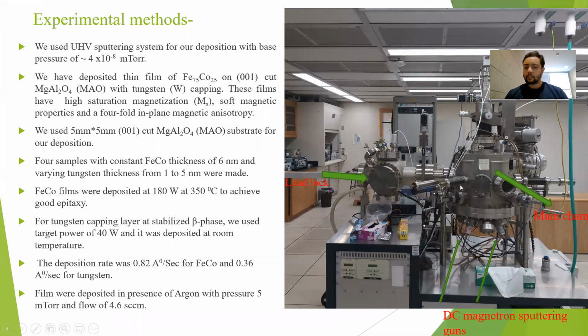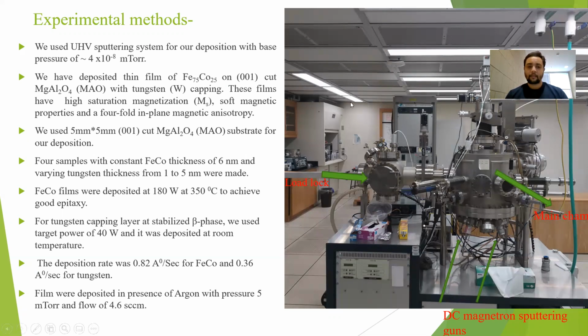and the deposition was done mainly in this main chamber because in the main chamber we can achieve a base pressure of around 4 × 10^-8 Torr, and we have deposited iron cobalt on MAO with tungsten capping. This film has high saturation magnetization, soft magnetic property, and four-fold magnetic anisotropy. For the substrate, we use 5 mm by 5 mm MAO substrate for our deposition.